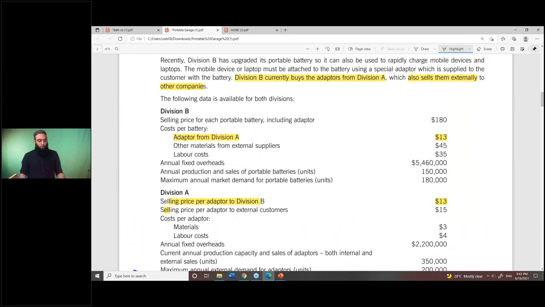Okay, now let's look at the information. I need to find out the units of transfer. B is seller or a buyer? Tell me. B is buyer. Who is the seller? A is the seller. A is the seller. Right?